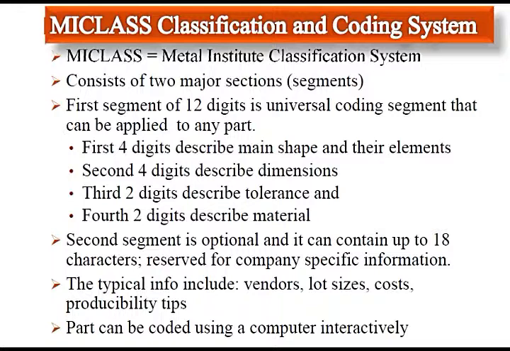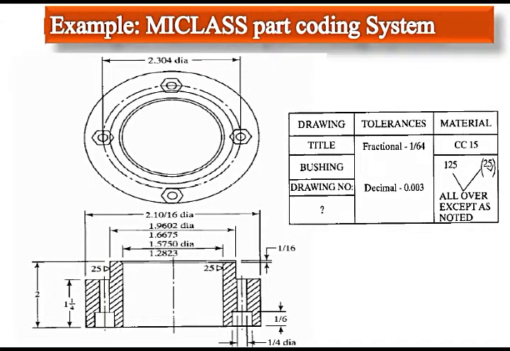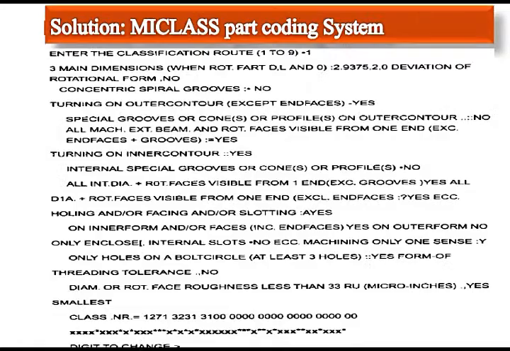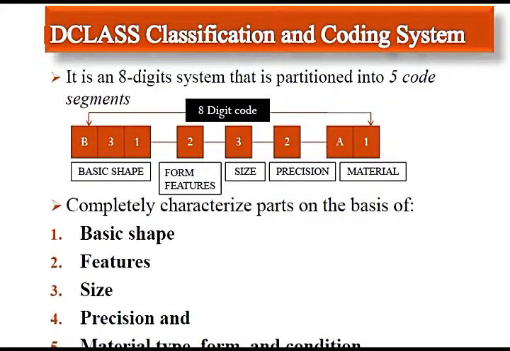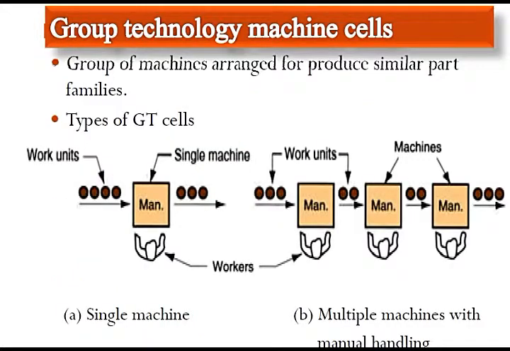The second section is optional, consisting of 18 characters to receive the company specification information. The typical information includes the weather, lot size, and cost. Proximity part can be coded. The example of a MICLASS part. This is the solution, the MICLASS classification: basic shape, feature size, precision, and material type.